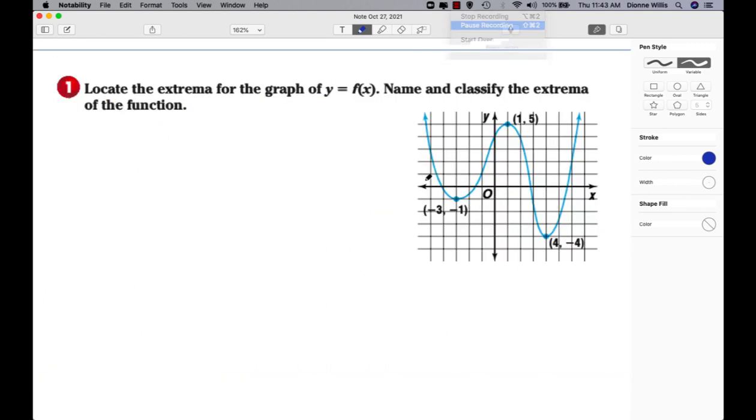So here in example 1, we are asked to locate the extrema for the graph, and so we know that would be these places here. And then name and classify the extrema of the function. So what would you say negative 3, 1 is? Negative 3, 1 is obviously a low place, so it is a relative minimum.